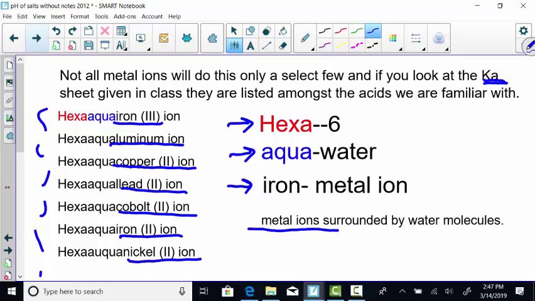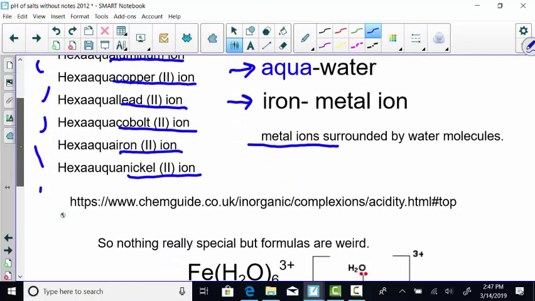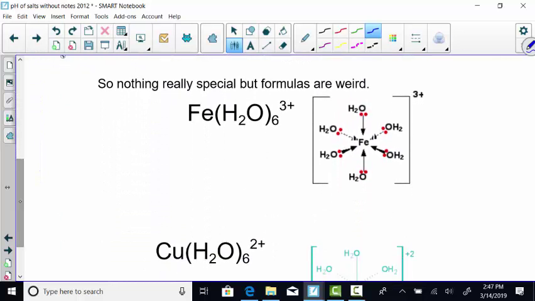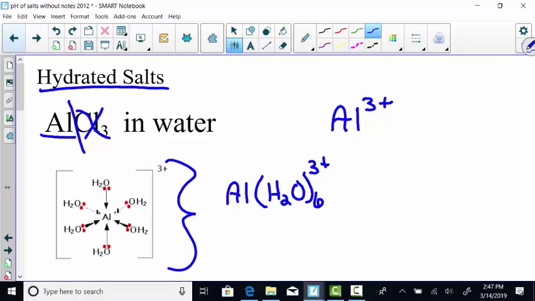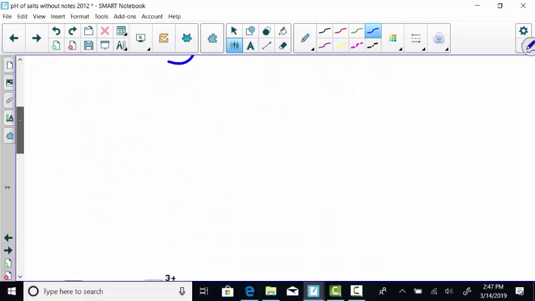Okay, these happen to be the ones that are on your list. And they all would look something like this. They're nothing really special except their formulas are weird. So this is hexaaqua iron with a +3 charge, and it has all those water molecules around it. This is hexaaqua copper, and it has all those water molecules around it. But because it has all those water molecules around it, these actually have the ability to donate hydrogens.